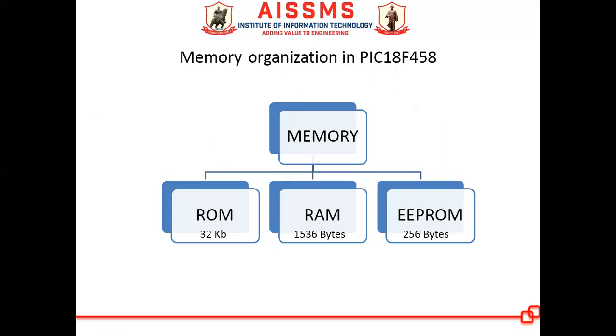Now the memories which are available in PIC microcontroller: one is ROM, which we have seen. It is a 32 kilobyte of memory. This memory is used to store the programs. Then you have RAM, which is used to store the temporary data. And if you have some data which the program user wants to store in the controller, which does not change often, then you also have an EEPROM, which is there in the PIC controller, and the size is 256 bytes.